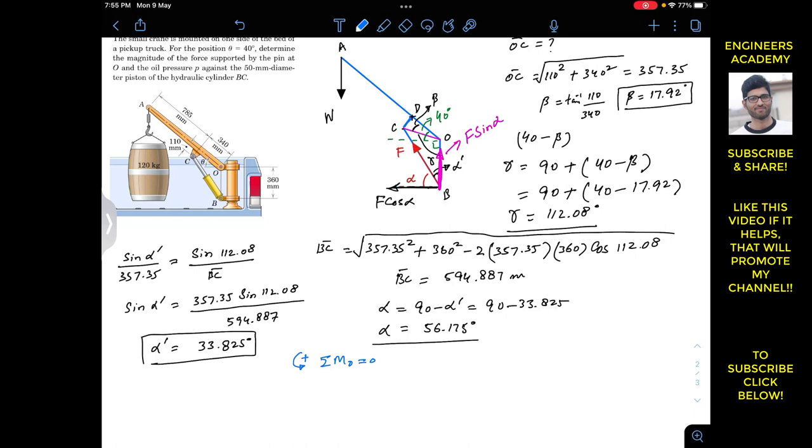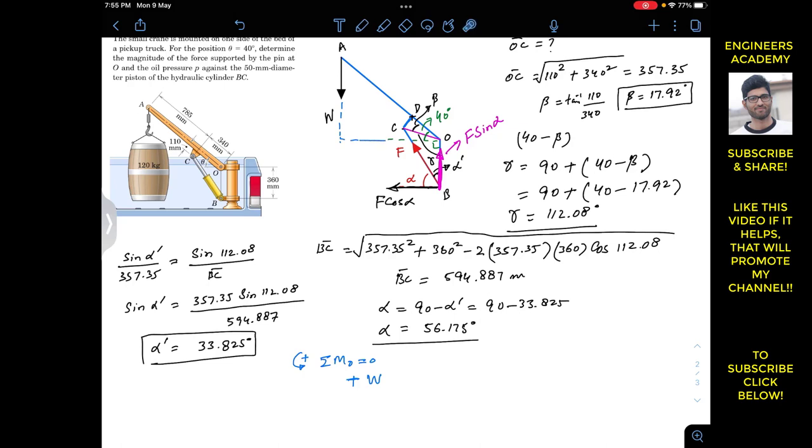So now, as we can see, this weight is going to rotate the system in this direction, that is, in the counterclockwise direction. So we will write plus the weight times its moment arm. So the moment arm of the weight is, let me extend the line of action of this weight, and let me extend this horizontal line.